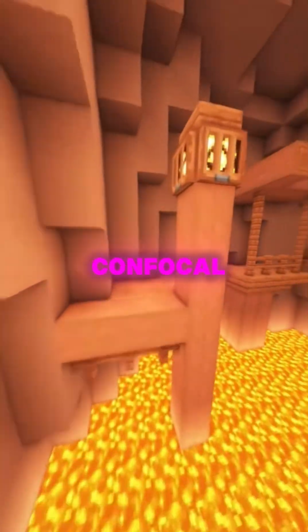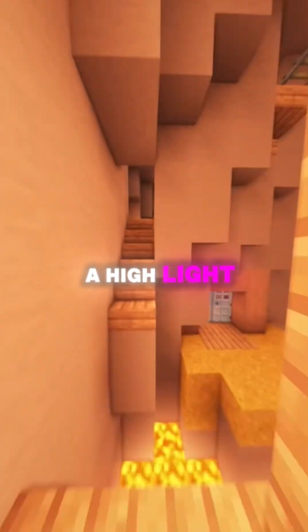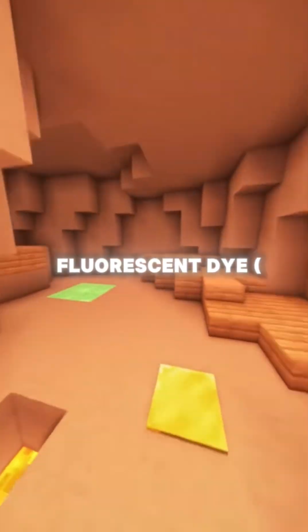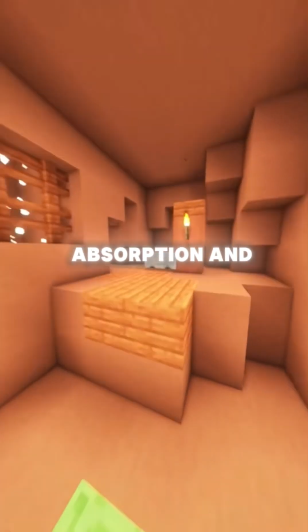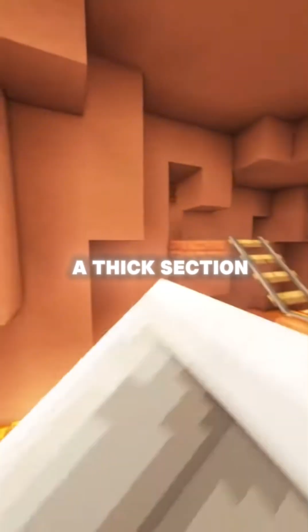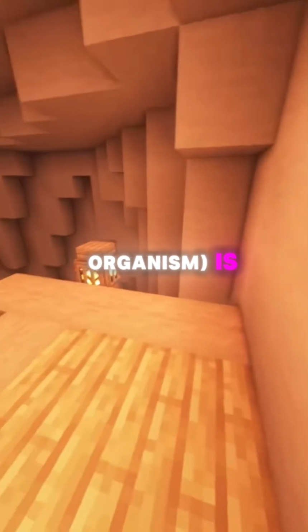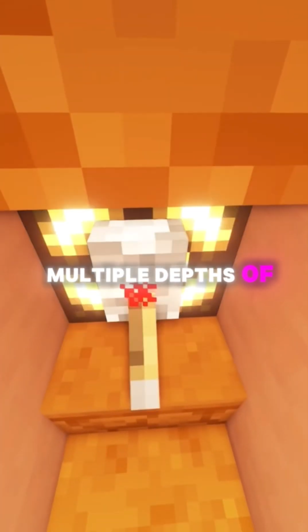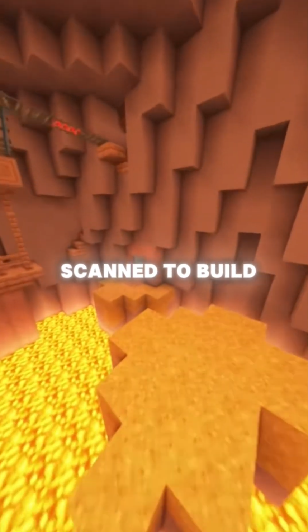Laser scanning confocal microscopes. A high-light intensity laser beam is used. Specimen are treated with a fluorescent dye. Fluorescence is the absorption and re-radiation of light. The specimen, such as a thick section of tissue or small living organism, is scanned with a laser beam which is reflected by the dye. Multiple depths of the specimen are scanned to build an image.